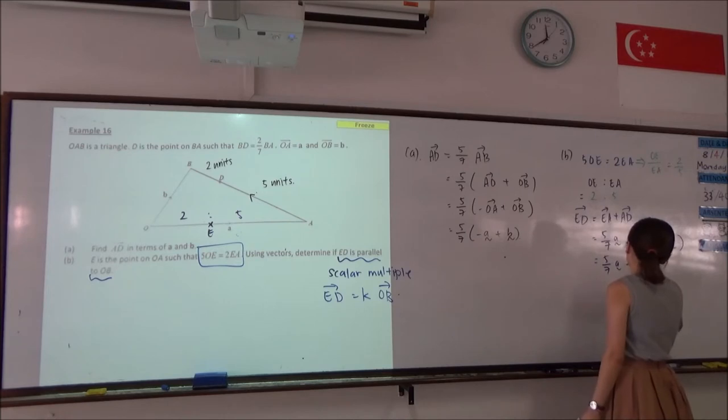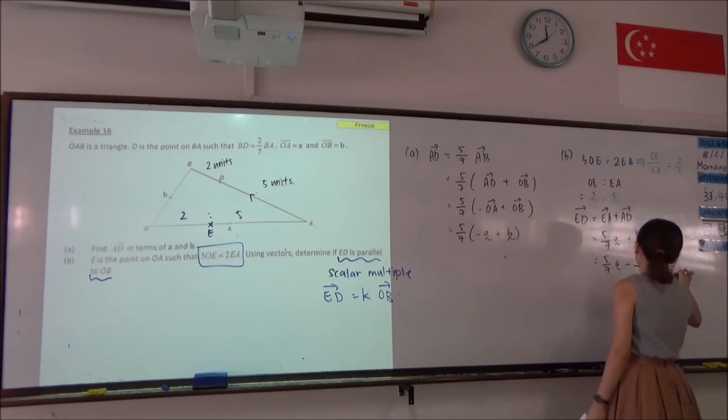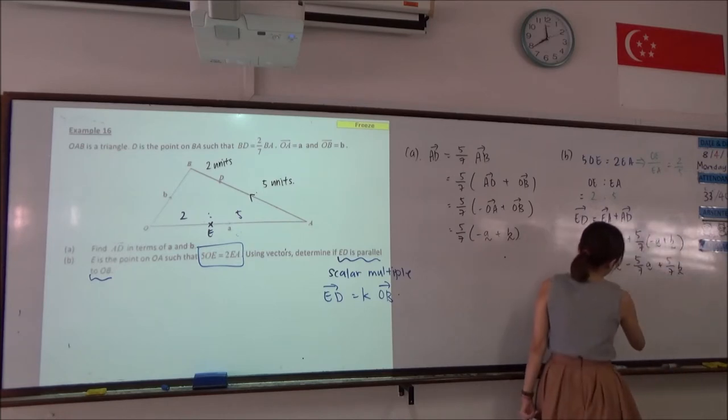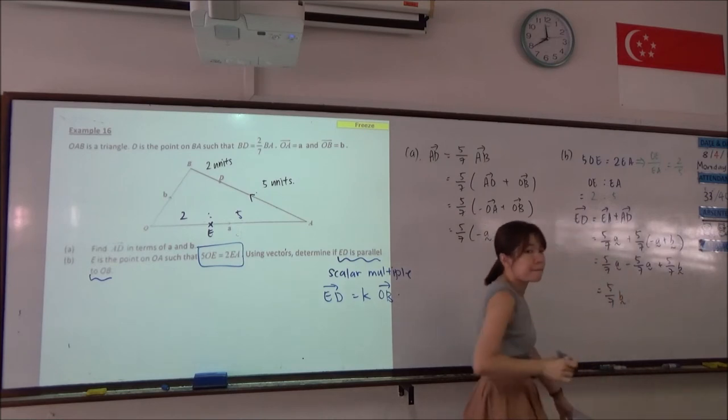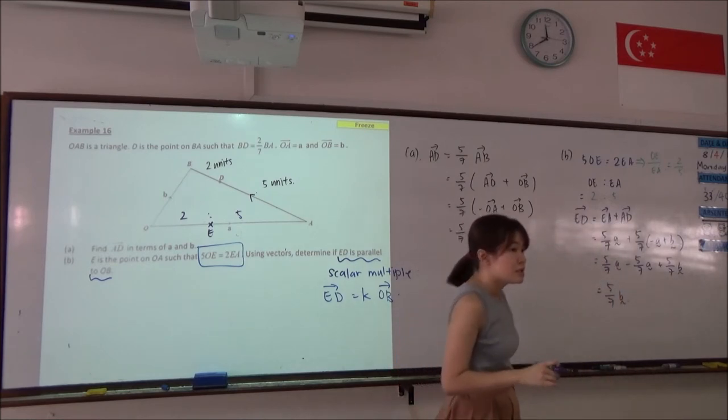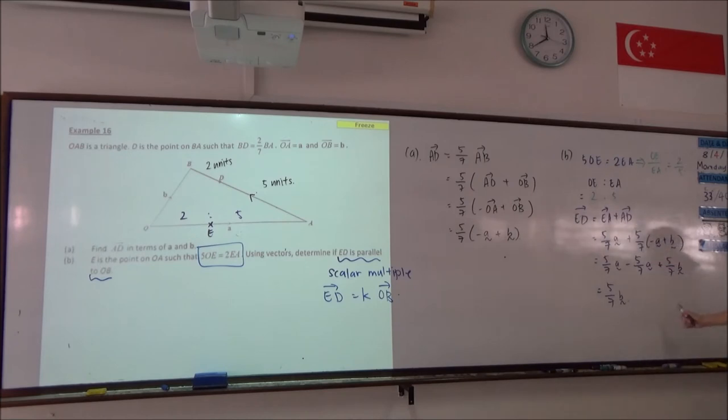So, extending this, we will see that we get 5 over 7 of B. Okay? Does anyone not understand what I've done so far?